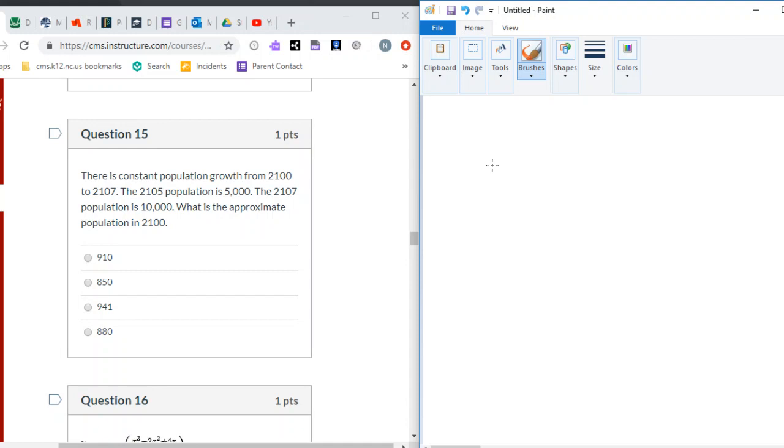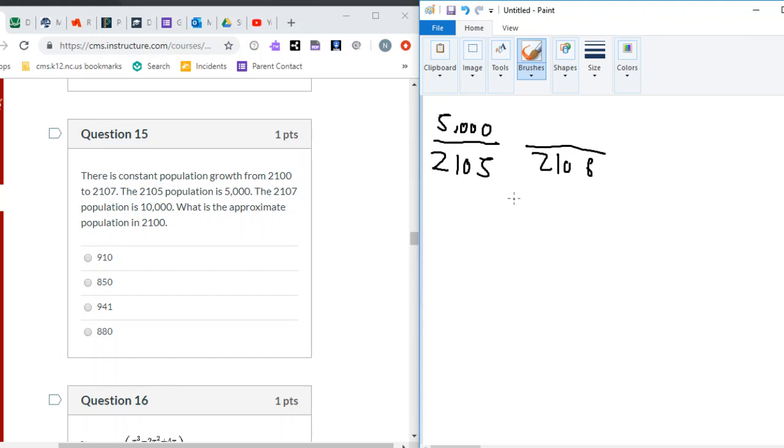The 2105 population is 5,000. The 2107 population is 10,000. What was approximately the population in 2100? So here we have to look at the problem like this. 2105 is a population of 5,000. 2106 is a constant population growth.